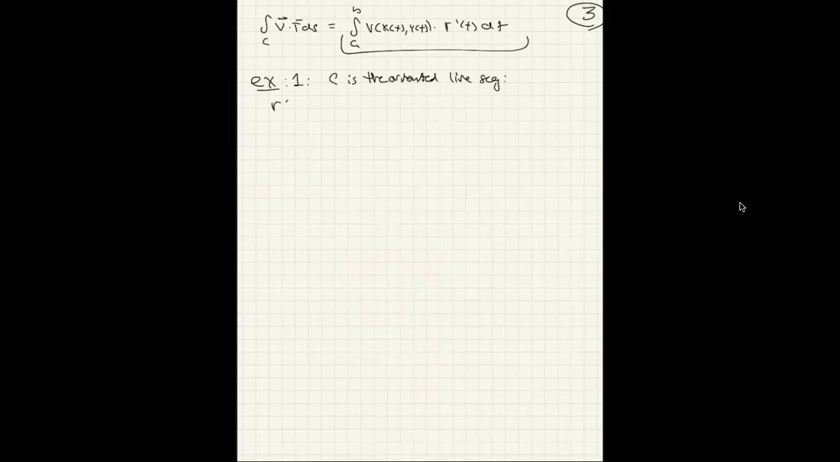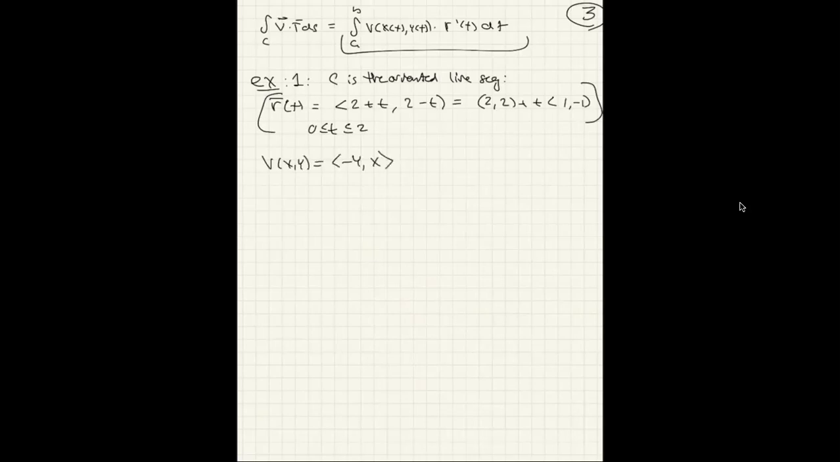So C is the oriented line segment. Its r of t is 2 plus t, 2 minus t. Let's split that up. So you already know this is a segment. It's 2 comma 2 plus t times 1 negative 1. And I'm going to let t range from 0 to 2. And v, my vector field in the plane, is going to be negative y comma x.